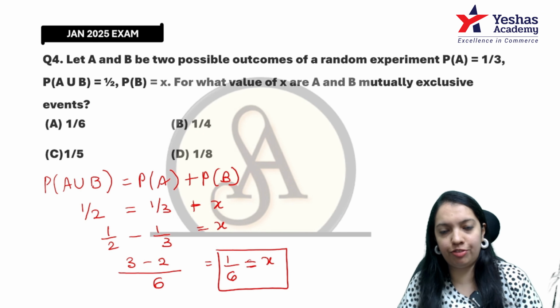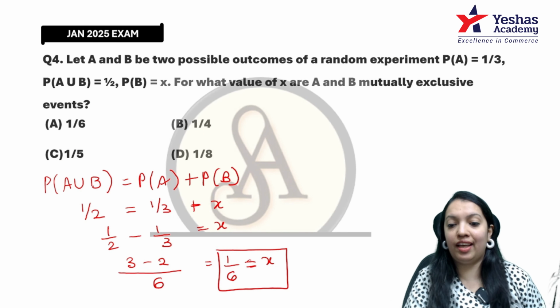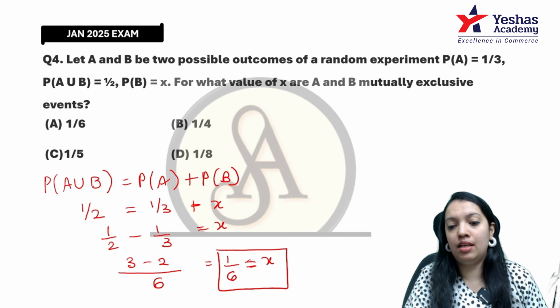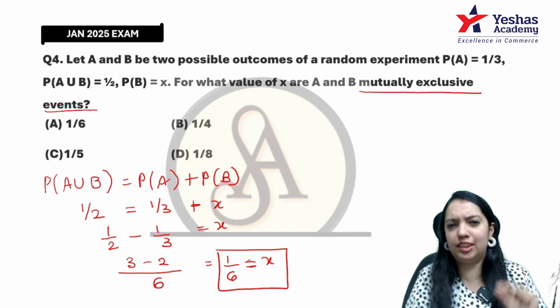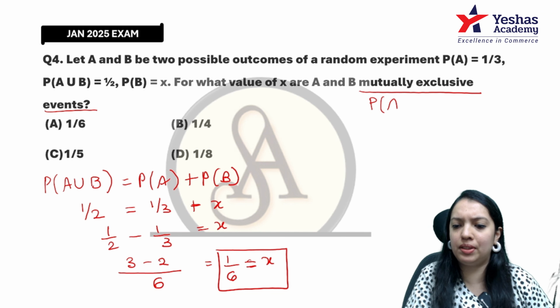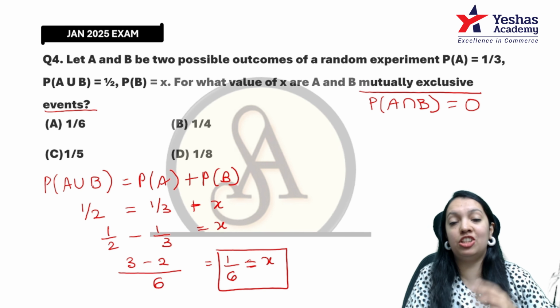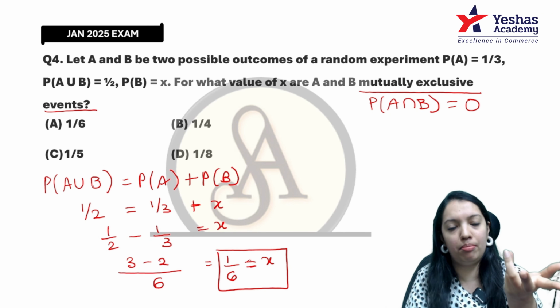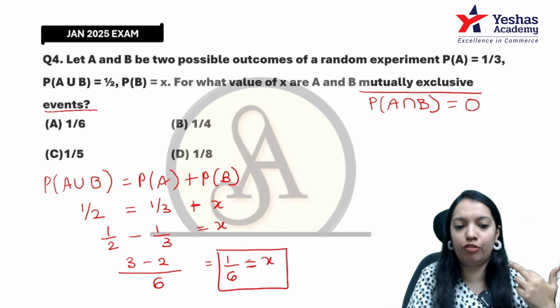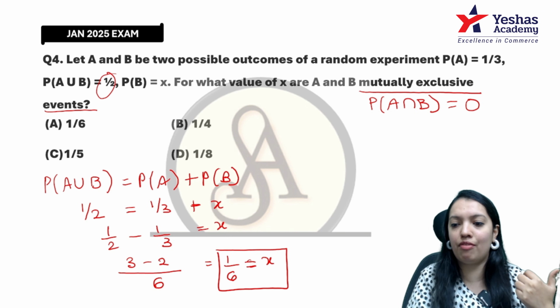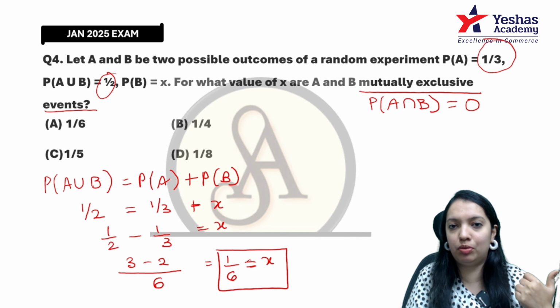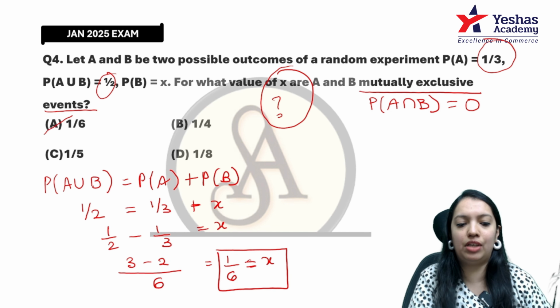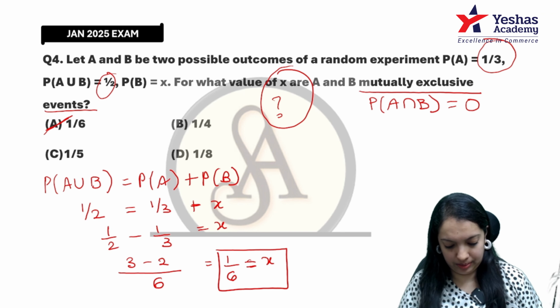Fourth question is a question from probability chapter where they have mentioned for what value of x A and B will become mutually exclusive events. Be careful. Mutually exclusive events means P of A intersection B value becomes 0 and P of A union B, which is generally P of A plus P of B minus P of A intersection B, will not come because of the value 0. Let's replace P of A union B with half, P of A value with 1 by 3, P of B value with x. You need to calculate value of x in this question. When we solve it, we get the value as option A, 1 by 6.